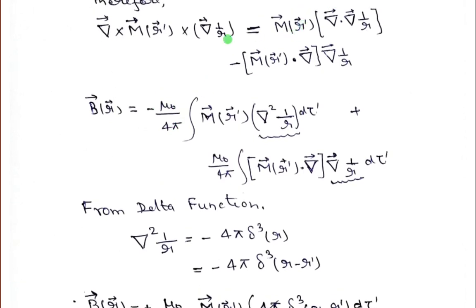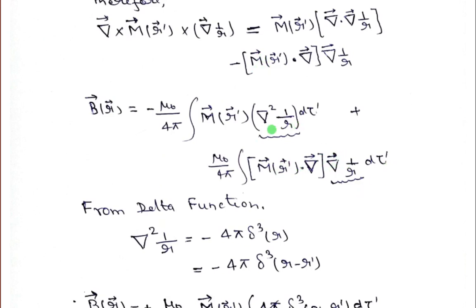In place of this I have divided into two parts, so that is capital M vector, which is a function of r prime, and del, divergence of gradient, that is del square, so del square 1 upon r, d tau prime. And here it was minus, but one minus was earlier, so minus minus becomes plus, that is mu 0 upon 4 pi integral, capital M vector dot product with del operator, in brackets, gradient of 1 upon r, d tau prime.